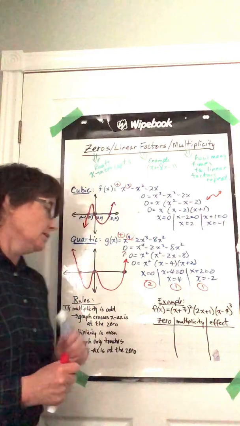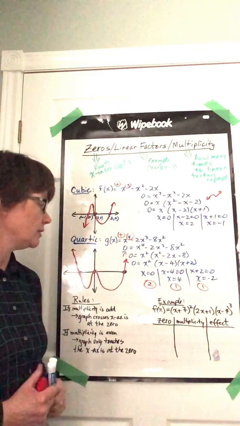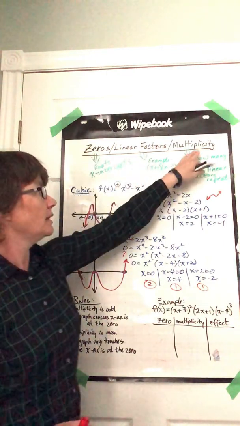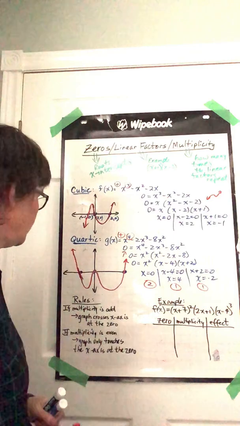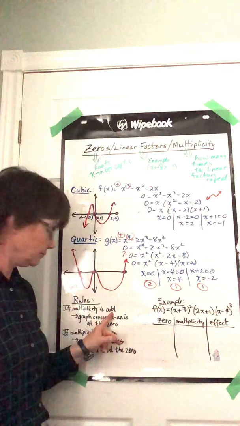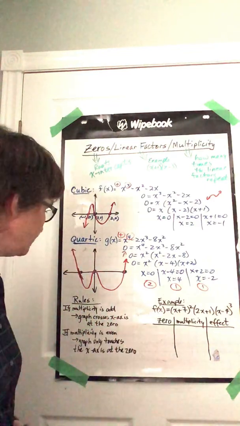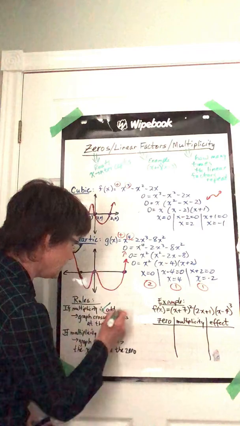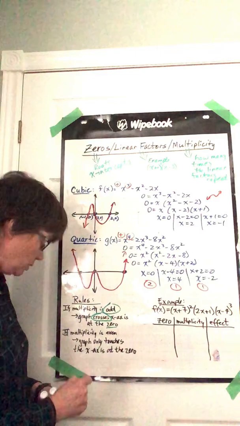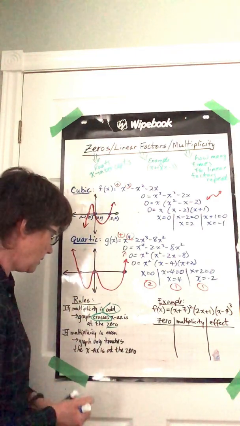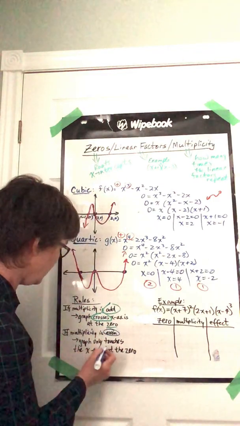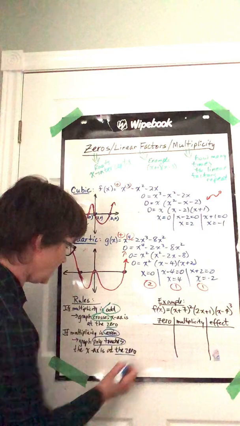Okay, so we can get the general shape, the behavior of that graph based on the zeros, the linear factors, and the multiplicity of those factors. So let's talk about some rules. If the multiplicity is odd, then the graph crosses the x-axis at the zero. If the multiplicity is even, then the graph only touches at that zero.